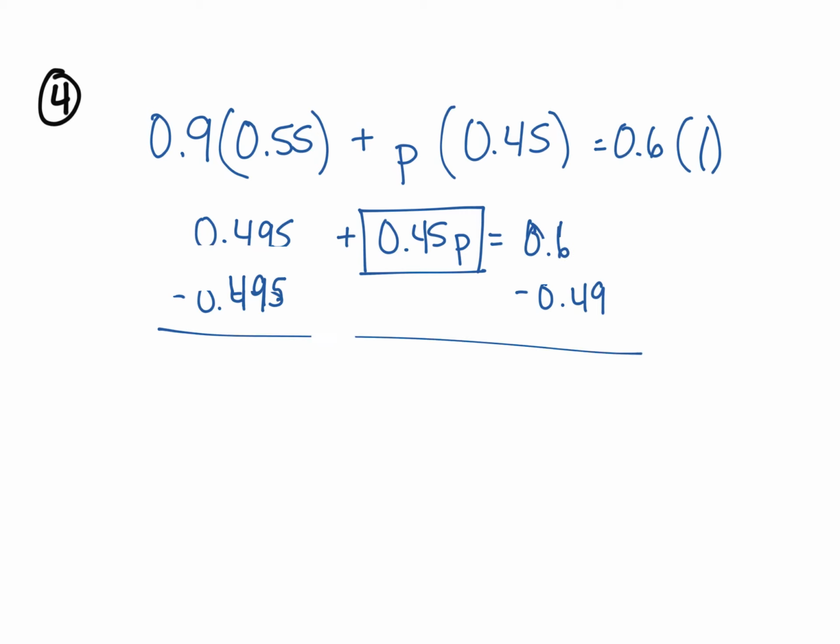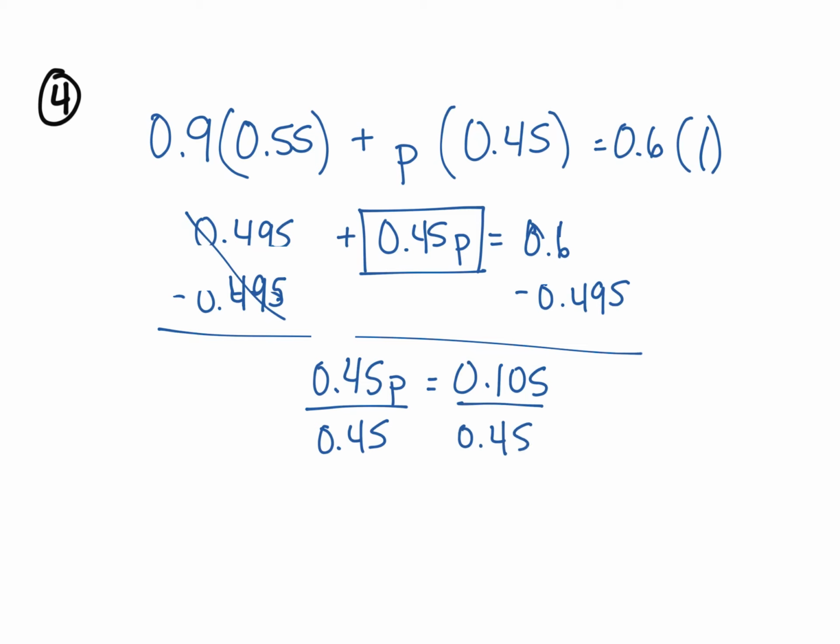Okay, these add to 0, so I'm left with 0.45p, and 0.6 minus 0.495, oops, I'm missing the 5, is 0.105. Then to solve for p, I divide both sides by the same number, and I get p equals about 0.233. Written as a percent, we would say that it's 23.3%.